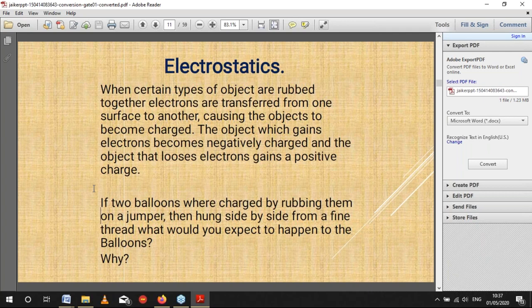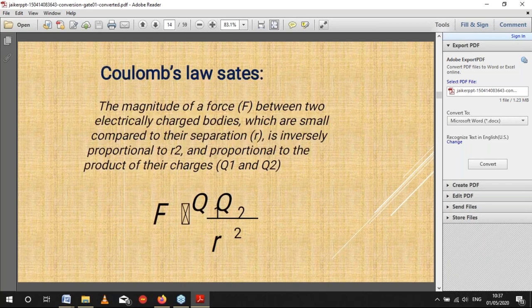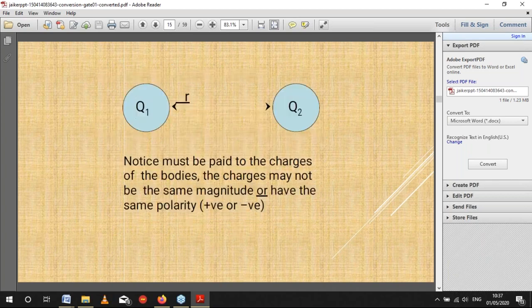Now if you look at the diagram on the screen, notice must be paid to the charges of the bodies. The charges may not be of the same magnitude or have the same polarity. One might be positive, or the other might be negative. So they might not necessarily be the same.